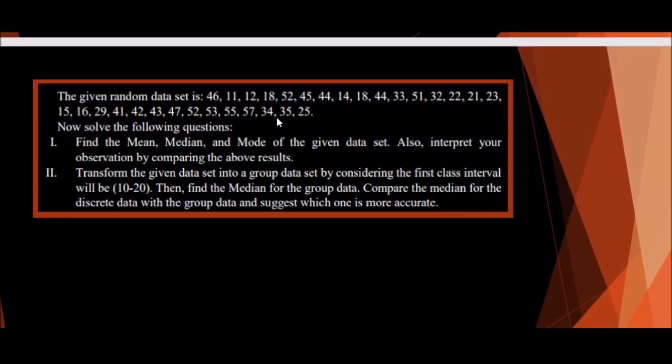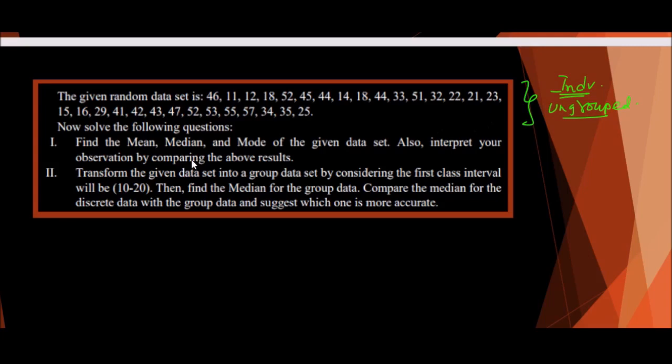Now the next question. Here is the given random data set. Now solve the following questions. Find the mean, median and mode of the given data set. Also interpret your observation by comparing the above results. Basically this is an individual, ungrouped data set, so the formulas are quite straightforward and we can easily calculate these measures of central tendency.